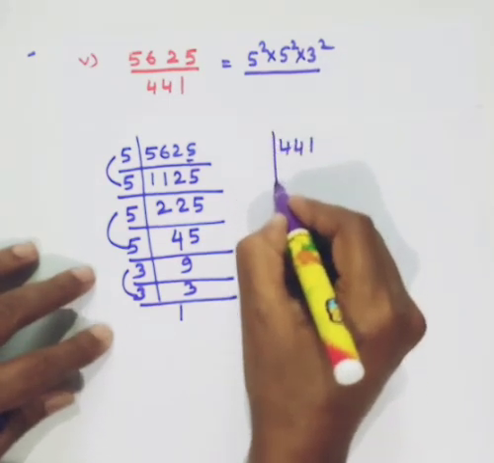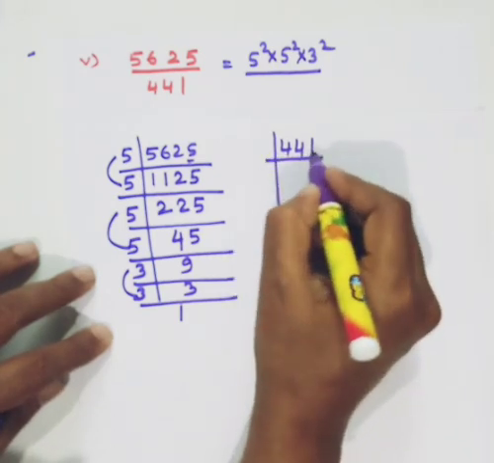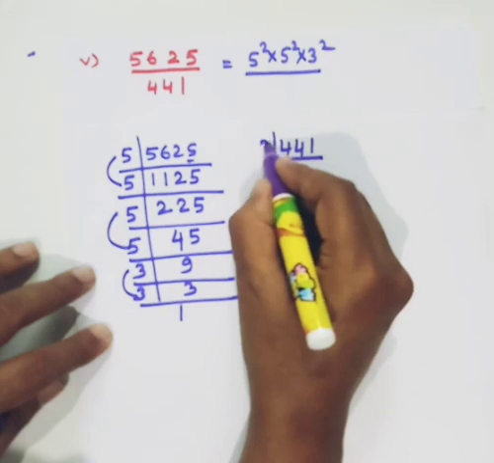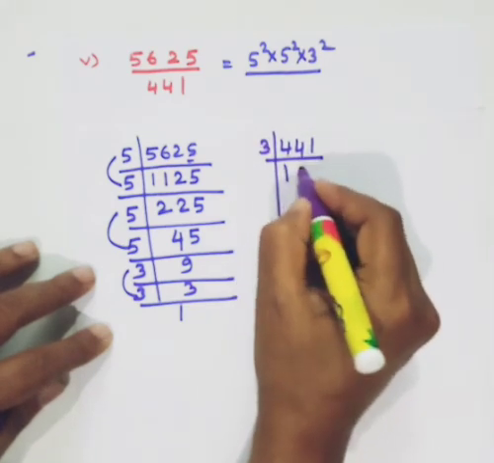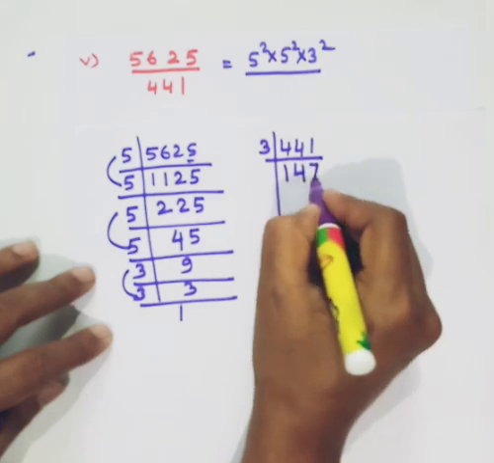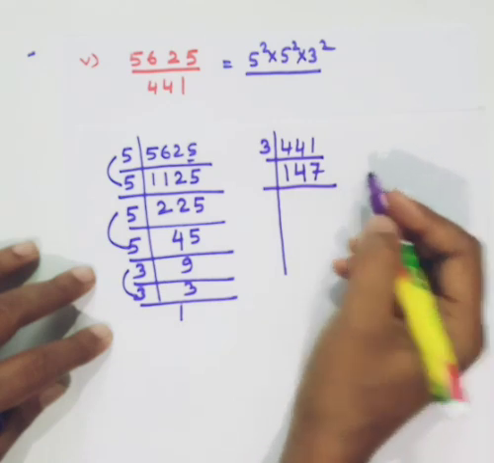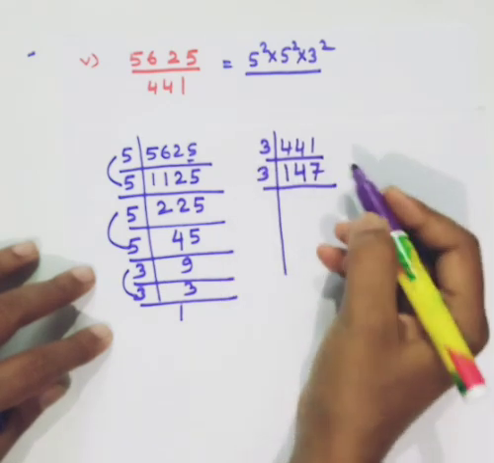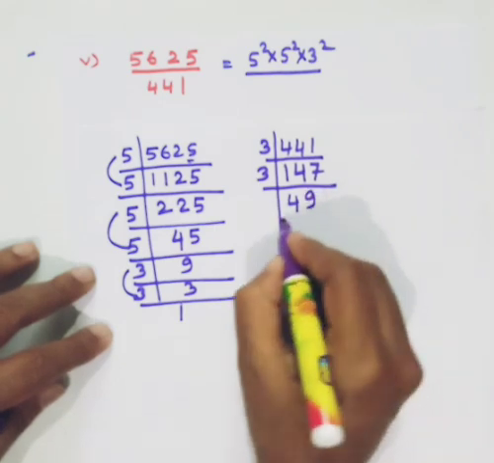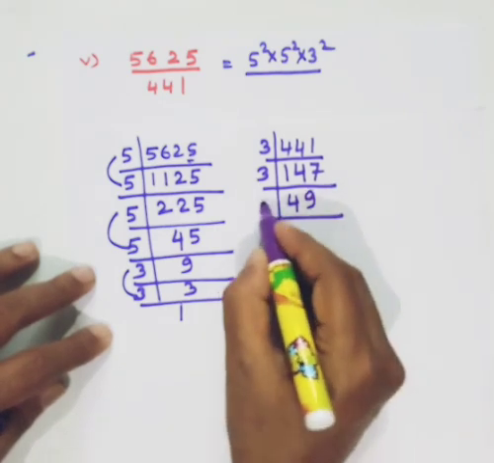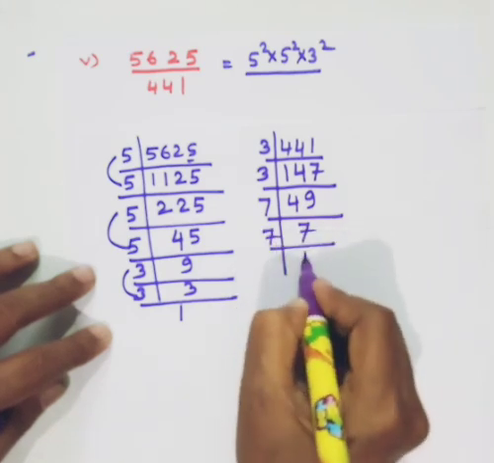Still I am telling you again, this is 4 plus 4 is 8, 8 plus 1 is 9. So this is divisible by 3. So 3 ones are 3, 1 left, 14, 3 fours are 12, 3 sevens are 21. Again 7 plus 4 is 11, 11 plus 1 is 12, so divisible by 3. 3 fours are 12, 27, 3 nines are 27. See, this is 49, 7 sevens are 49 and then 7 ones are 7.